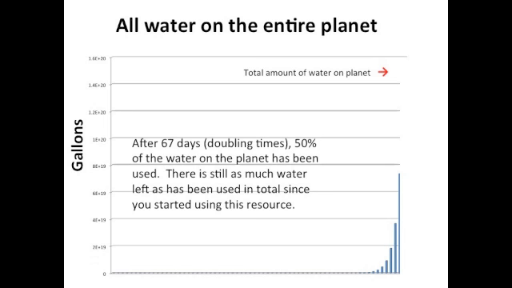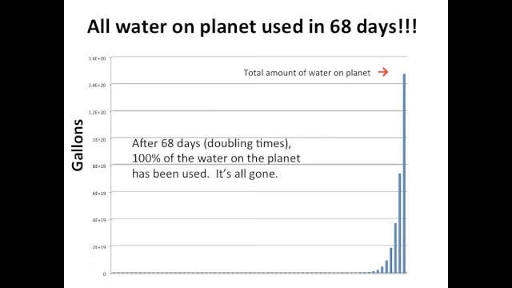After 67 days, half of the water on the planet has been used. There is still as much water left as has been used in total since you started using this resource, so you should still have at least another 67 days left, right? Well, after only one more day and another doubling, 100% of the water on the planet has been used. It's all gone. You started by only using 1 gallon of water per day, and after a mere 68 doublings have managed to consume every single drop of water on the planet.